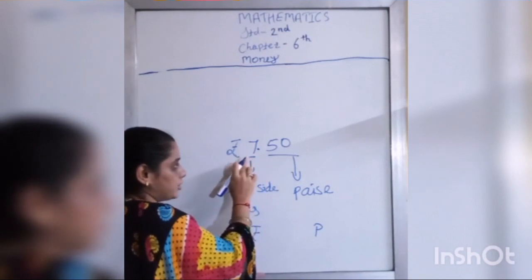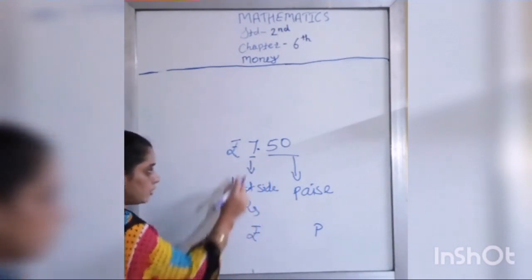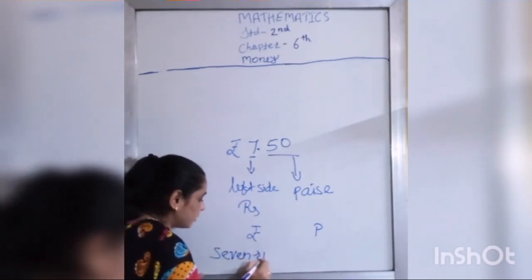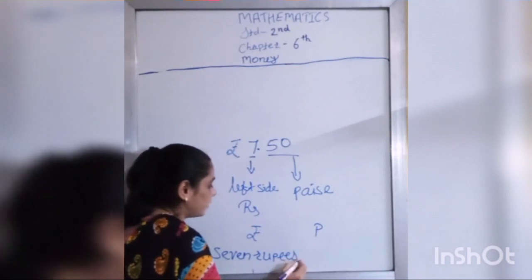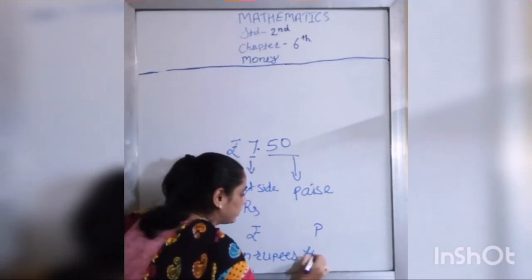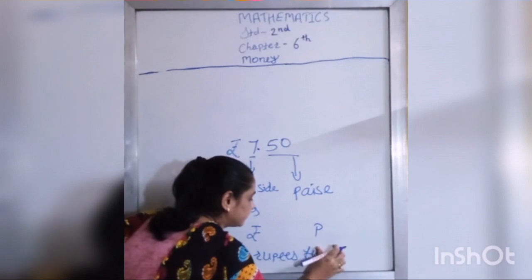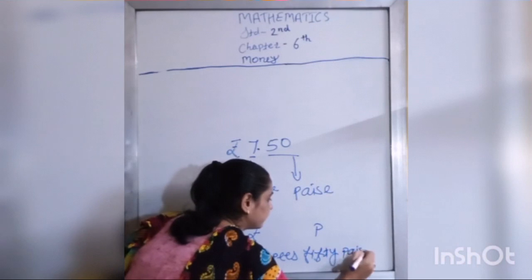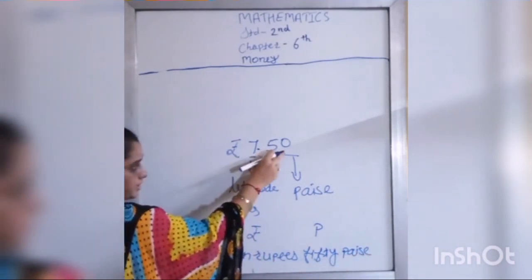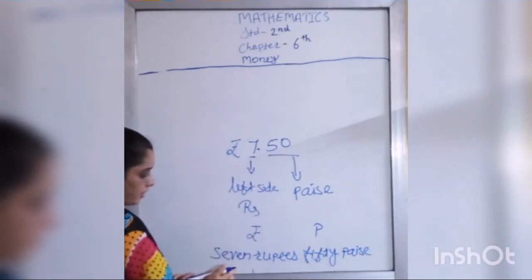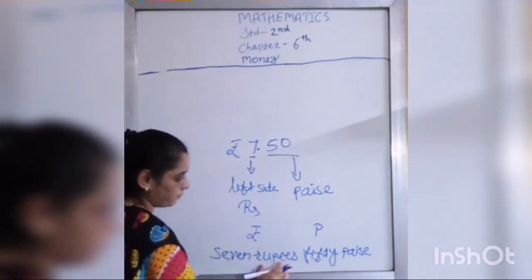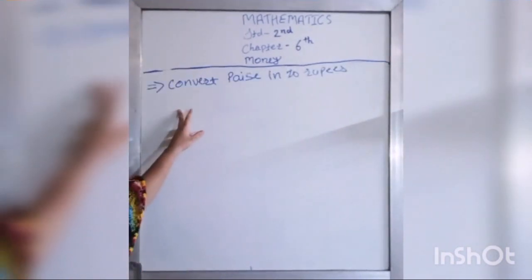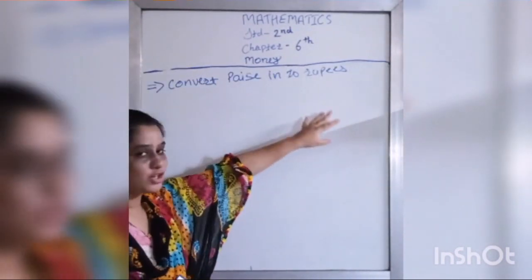How will you write this in words? How many rupees are here? 7 rupees and 50 paise. This is 7 rupees and 50 paise. In words, it is written like this: 7 rupees 50 paise. Understood? Now the conversion of paise into rupees.